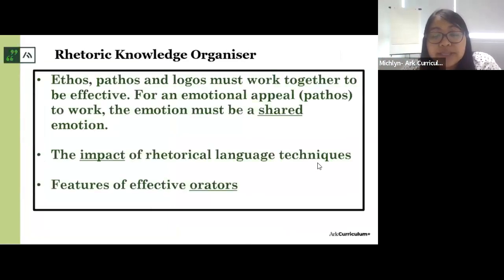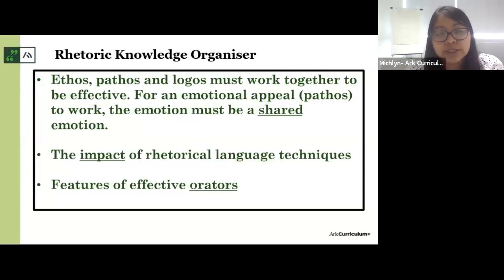So some of the key things that we think are really important in this unit. Yes, mastery checks are great, but actually the idea is not just teaching ethos, pathos and logos separately, but the skill of knowing that they have to work together to be effective. For example, with emotional language, sometimes students just put a bit of emotional language there, but what's important is that the emotion has to be a shared emotion. So it's a bit more complex and nuanced.